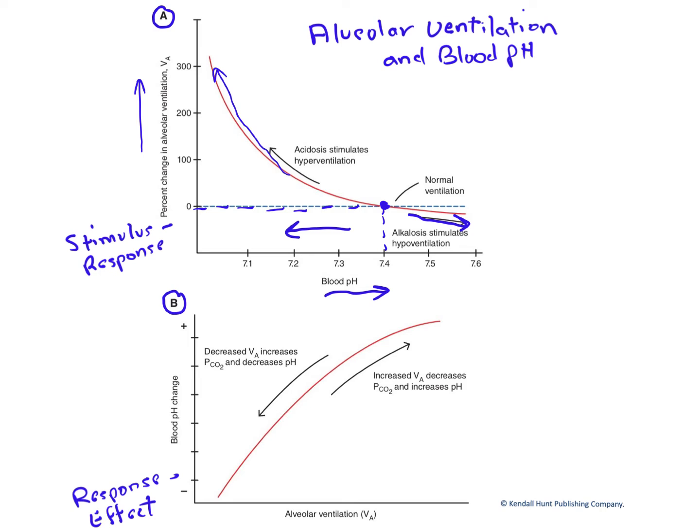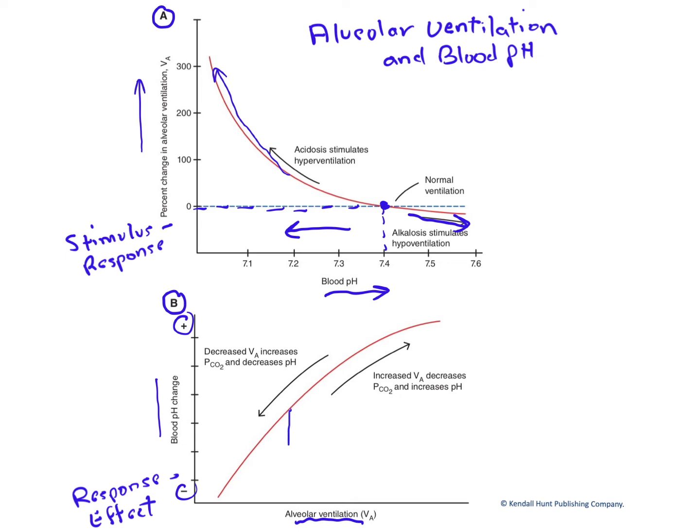In graph B, we see, as a function of ventilation rate on the x-axis, the blood pH change. There are no numbers shown on this graph. It's just that we have a dashed line on the y-axis with a plus at this end and a minus at the other end. Let's do the same thing we did in graph A.